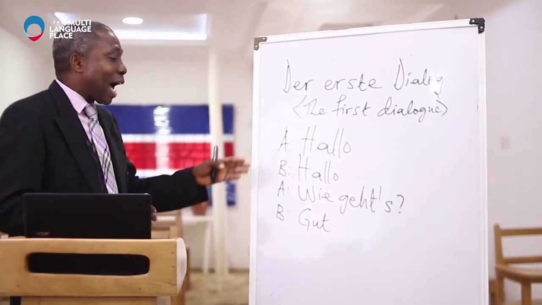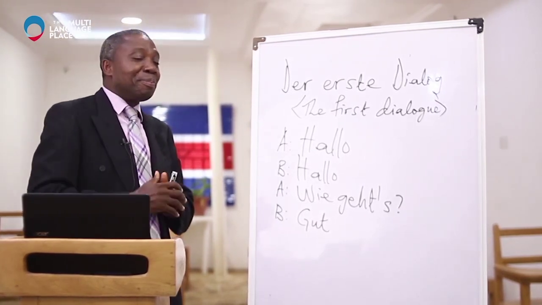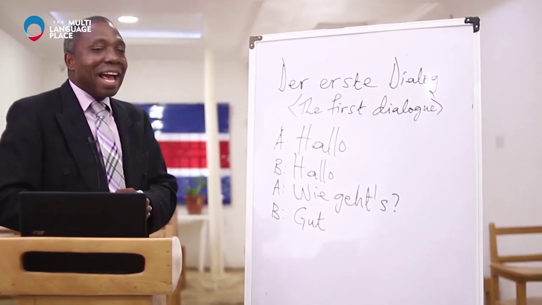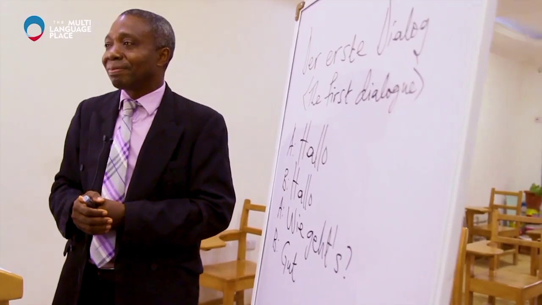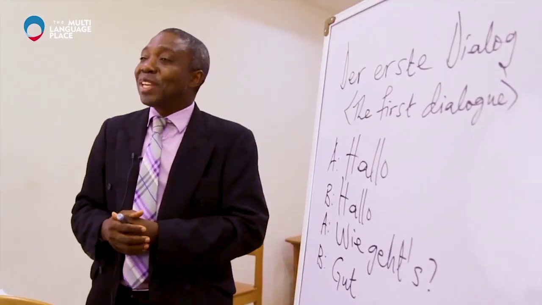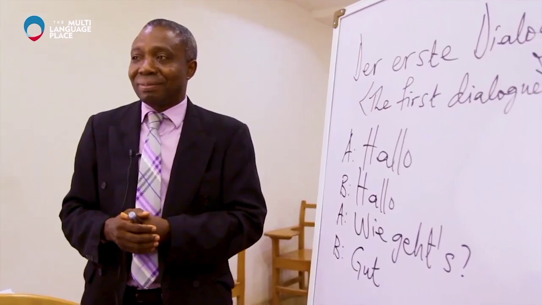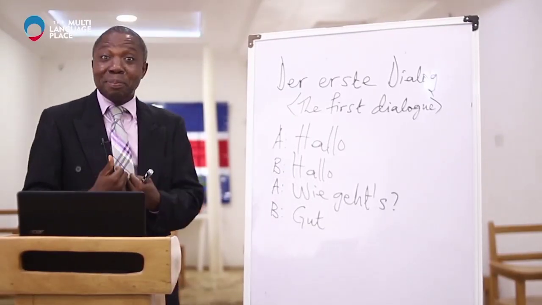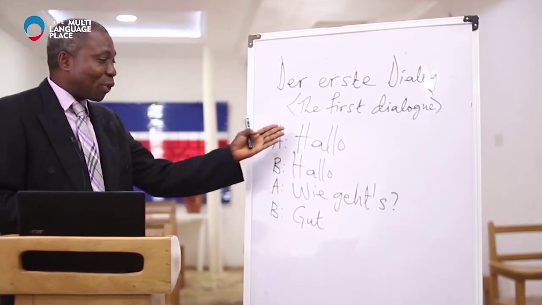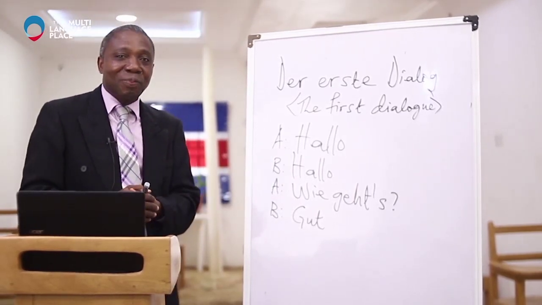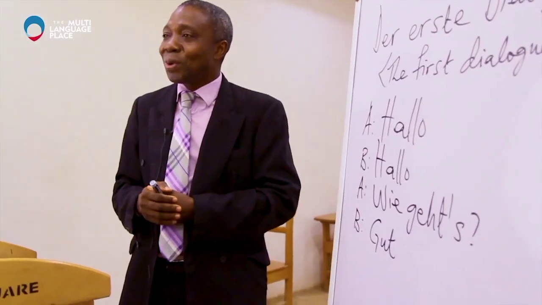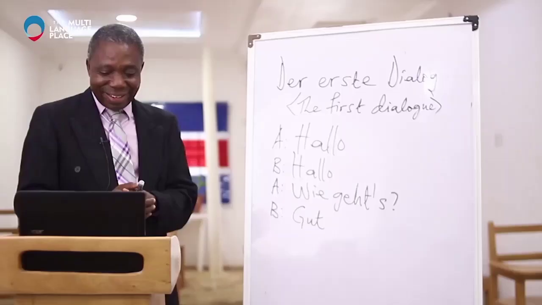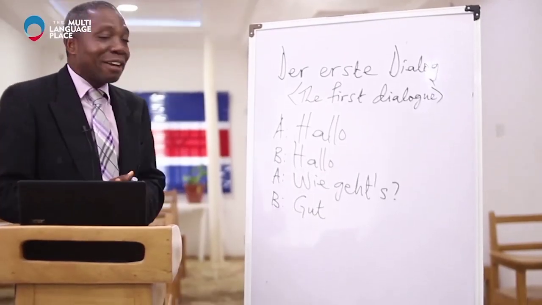We're going to try it now. I will be A, and you will be B. As I read my own part, make sure you read your own part. Hello. Wie geht's? Okay. Now, you are going to be A. I will be B. So let's try it now. You pronounce this word and then I will answer you. Hello. Good.